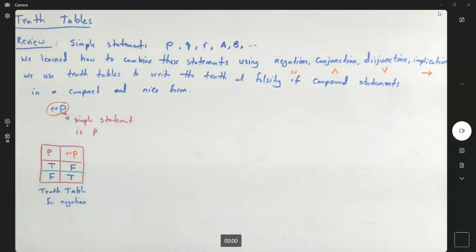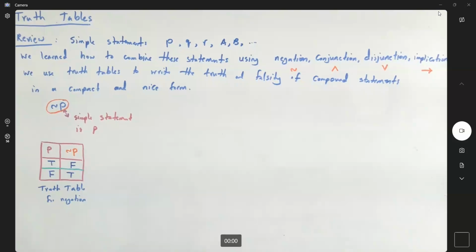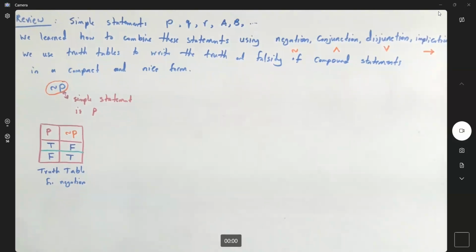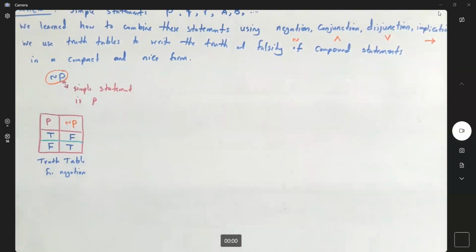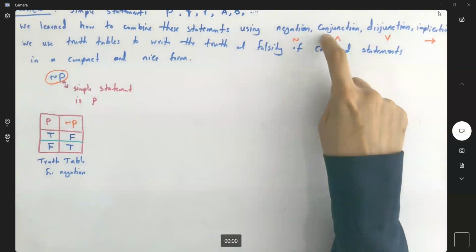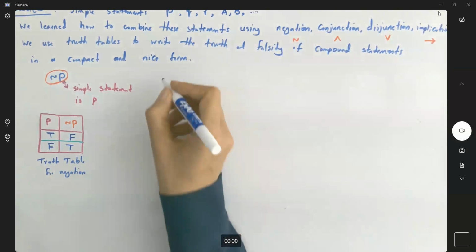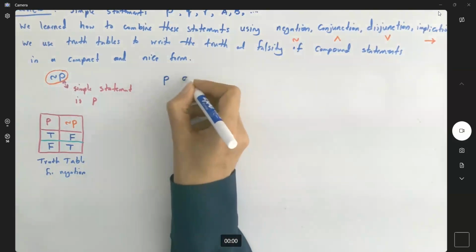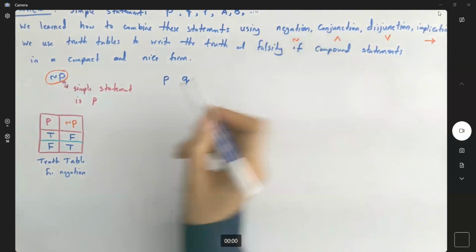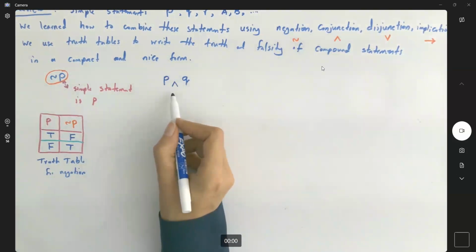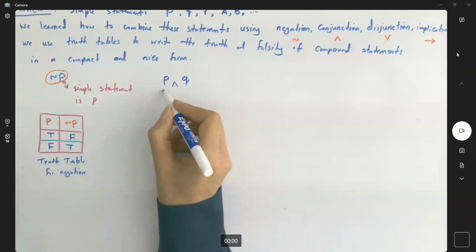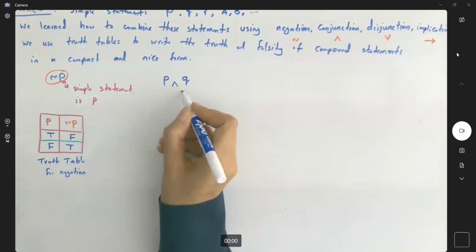We need to memorize some basic truth tables. These help us to construct the truth table for more complicated, more complex examples or statements. Now let's talk about conjunction. Suppose you have two statements, P, Q. The conjunction is and, P and Q. All right, very good. P and Q. Now, here you have two simple statements.